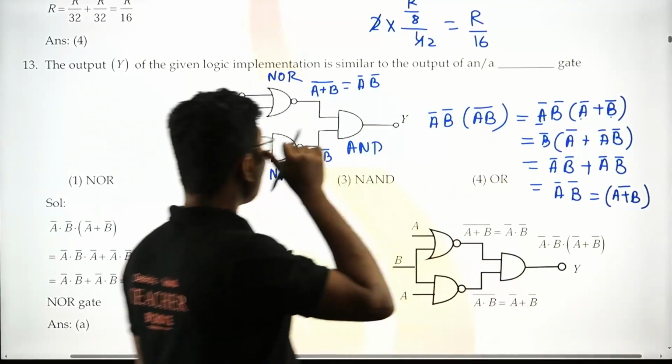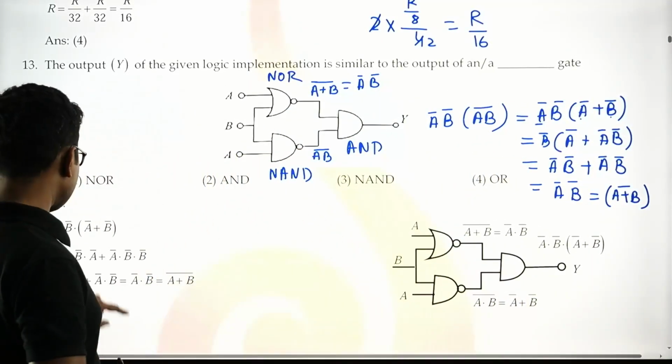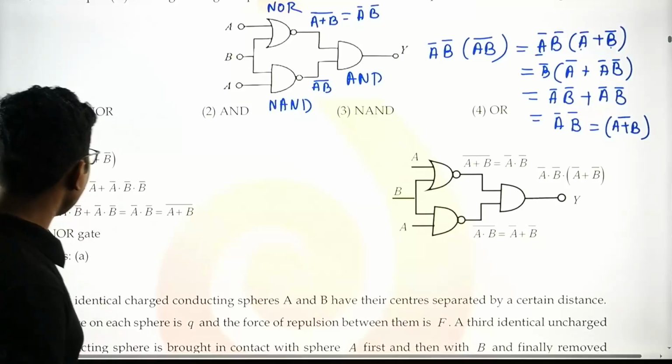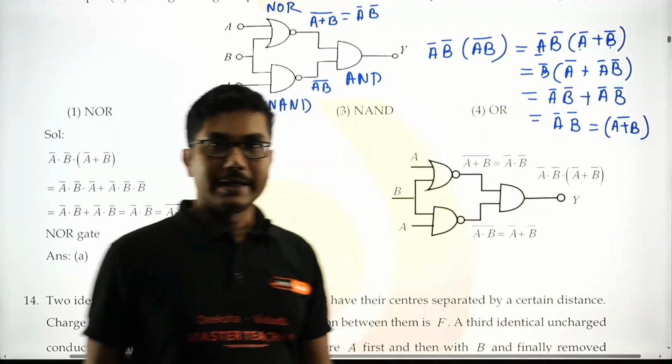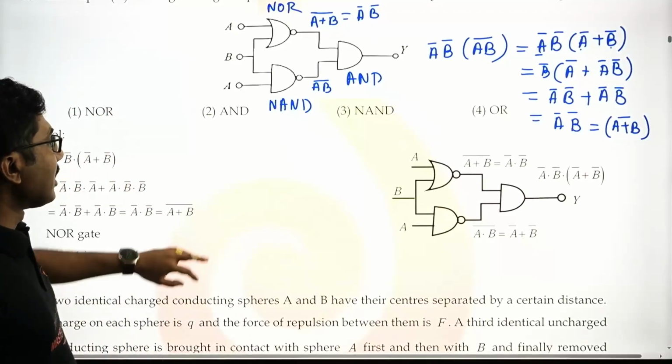So it's a NOR gate, it's a NOR gate. So the correct answer is option A. Okay, so for simplification, you have to practice a little bit of gate simplification. If you have done it, you could have answered it.